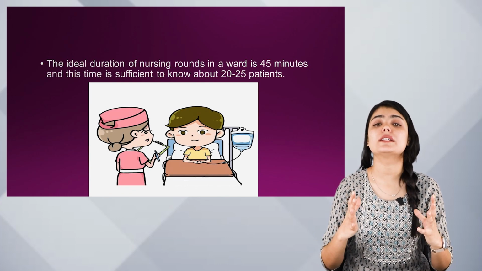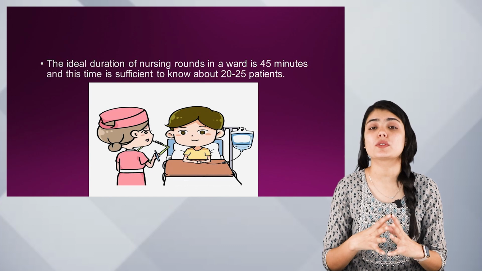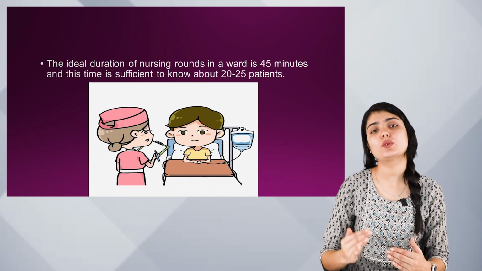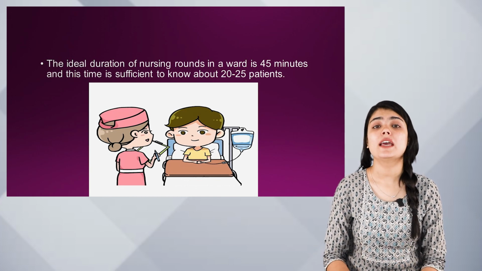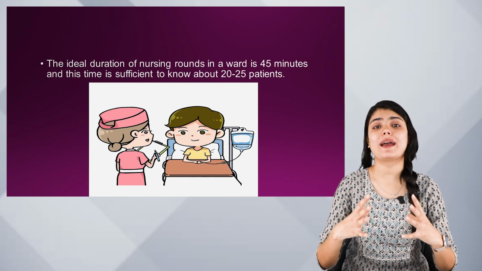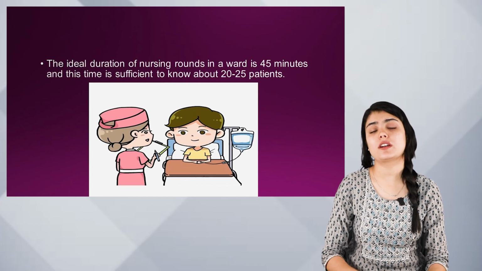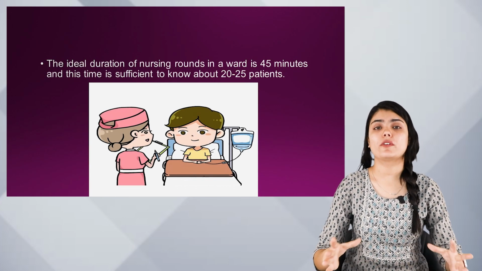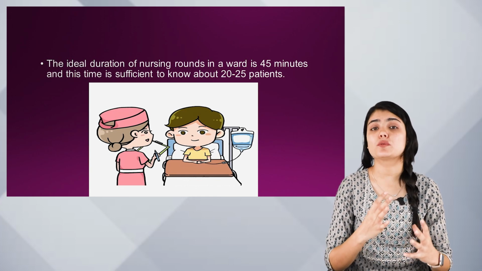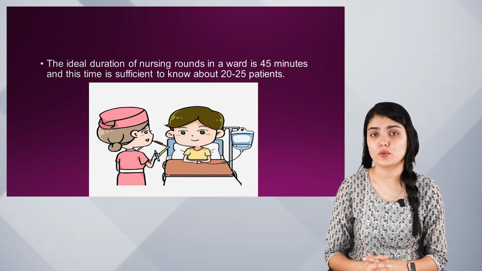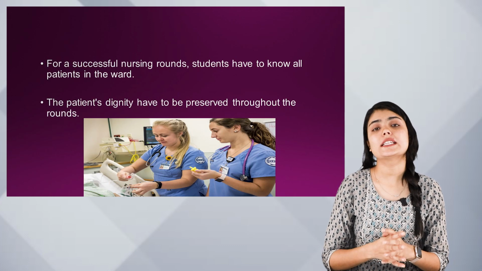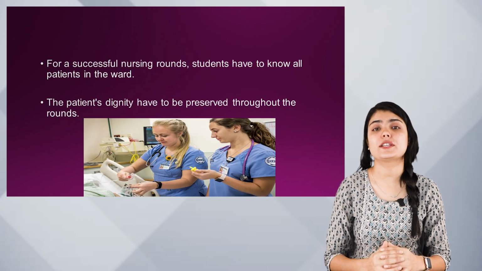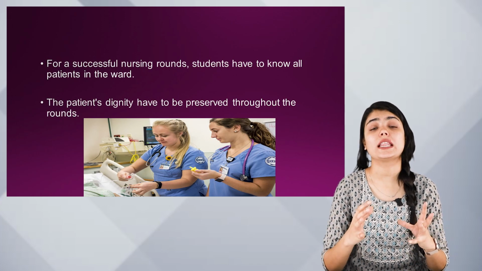So an ideal nursing round must be for about 45 minutes for a particular ward in which at least 20 to 25 patients must be looked after, or the nursing management provided to those patients must be. The senior nurse with the group of other people involved can find out what are the points to be improved. All right. To have a successful nursing round, the students have to have a proper knowledge about all the patients in the ward.